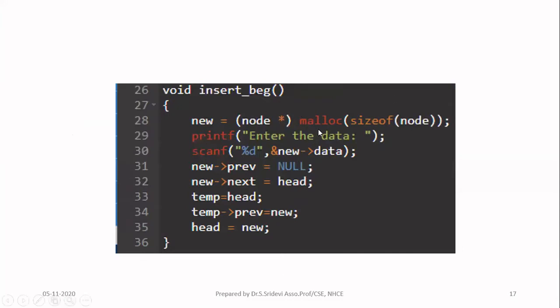So first, by means of malloc, you are creating the new node. Then you are getting the value of the data from the user. Then you are updating the previous and the next field of the new node properly. After that, you are storing the address of the new node in the previous of the first node. So I am using this step. Then the last step is changing the head to point to the new node. So with this, insert at beginning is over.